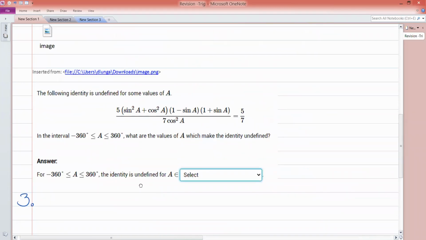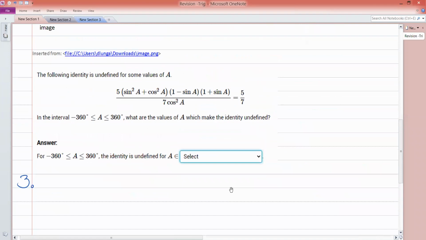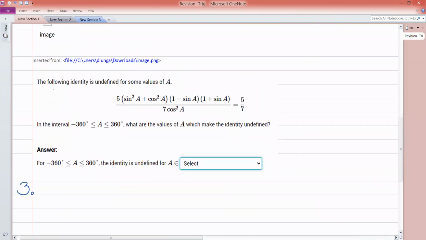Now, this third question was from Siyavula, right? Let's look at the question carefully. It says the following identity is undefined for some values of A in the interval from negative 360 degrees to 360 degrees. What are these values of A which will make the identity undefined? So you may get a question that looks like this.